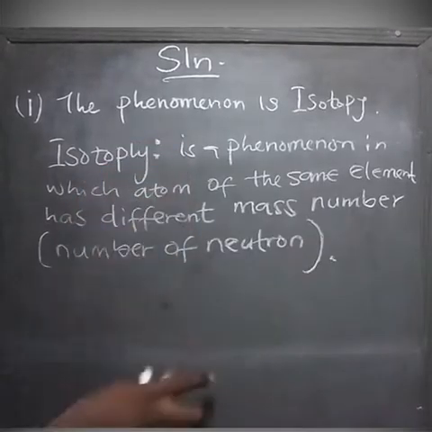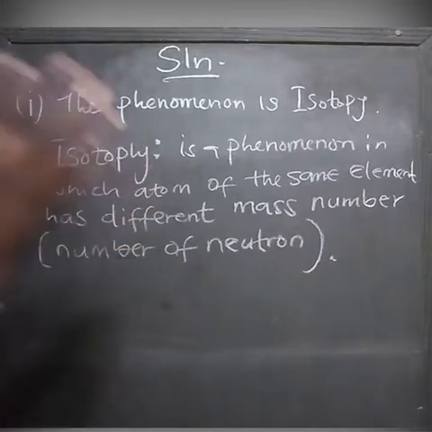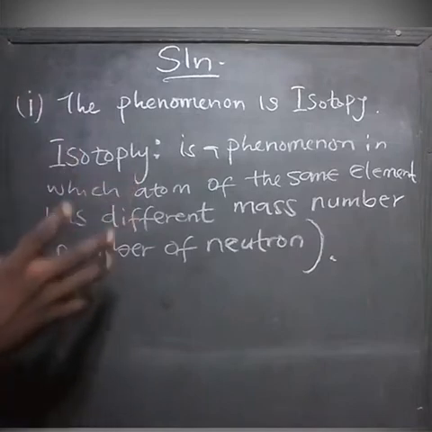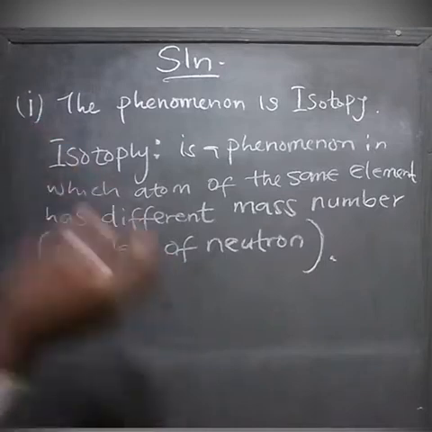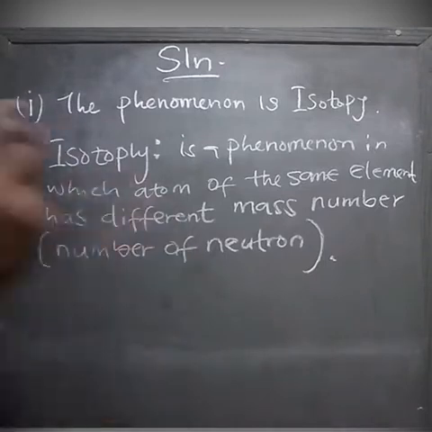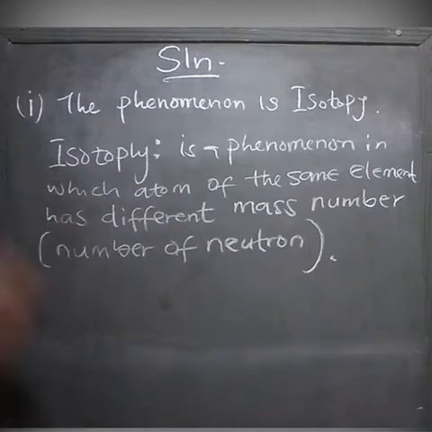So this is what we mean by isotopy, simply. But when we say isotopes, it is atoms of an element that have different mass numbers. But when we say isotopy, it is a phenomenon or ability. So isotopy is the process, phenomenon, ability, while isotopes are the atoms of the elements that are capable of existing with different mass. So this is our answer for Roman figure 1 of the question.